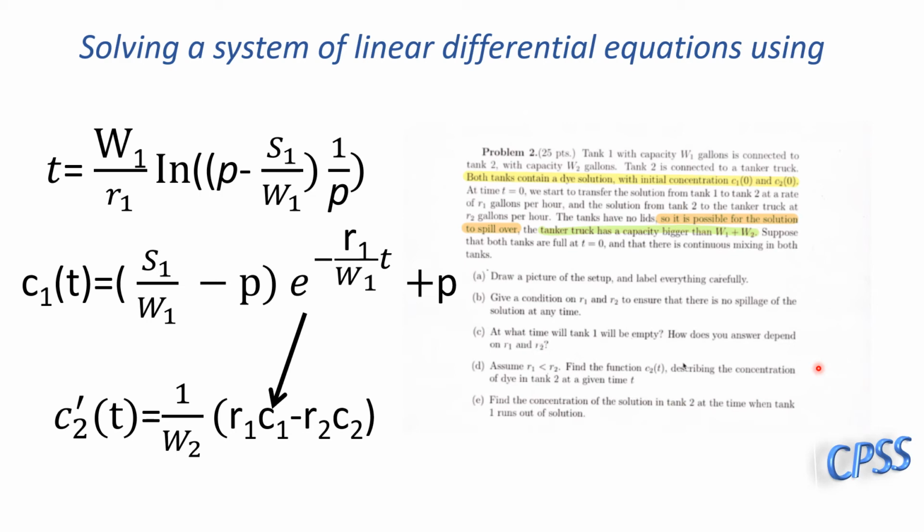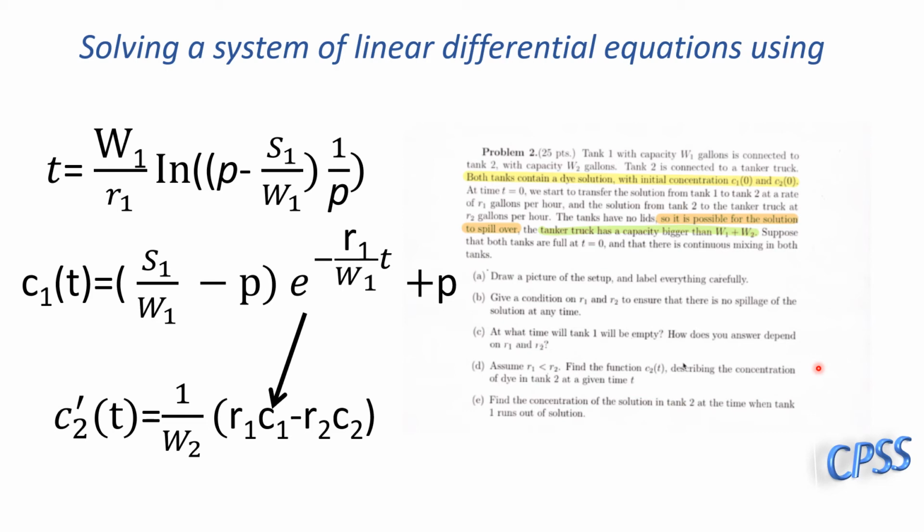If R2 were greater than R1, I am not going into it, but that may change how we solve this system. There may be some more complications to the model. I don't know, I hadn't looked at it, but they put that there to say assume that. Anyway, that goes back to part B, because that's a condition to avoid spillage.